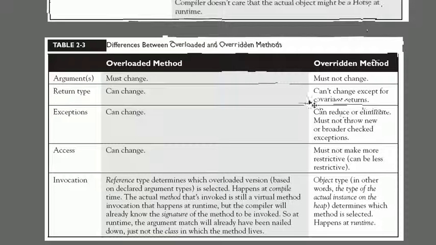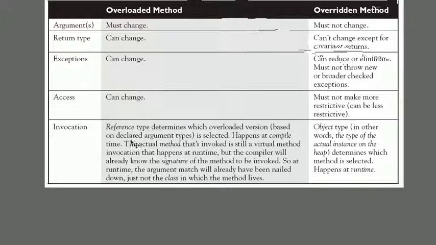Here are a few differences between overloaded and overridden methods. The arguments in overloaded methods must change; in overridden methods they must not change. So it's a really important difference. Return type can change in overloading; in overriding it can change only for covariant returns. Exceptions can change in overloading; in overriding they can reduce or eliminate but must not throw new or broader checked exceptions. Access can change, but in overriding it must not become more restrictive.